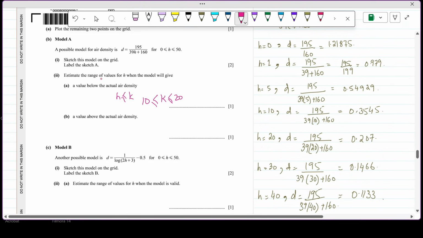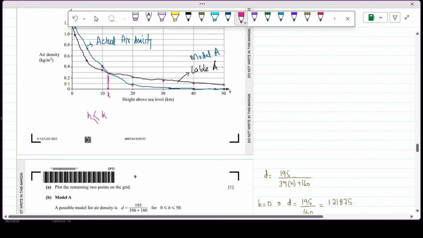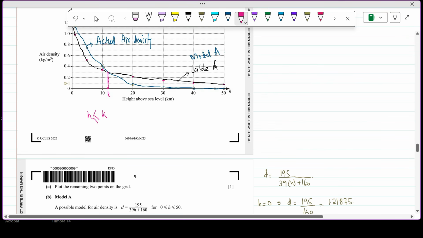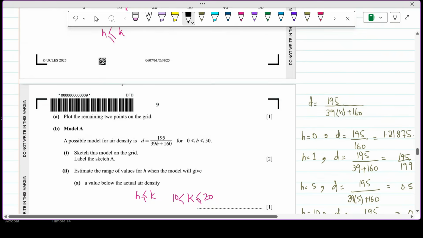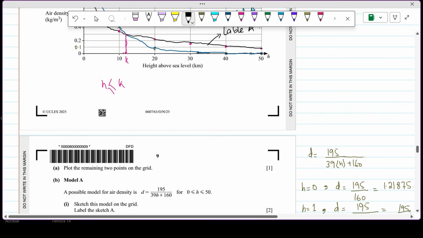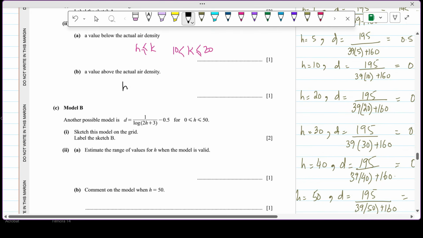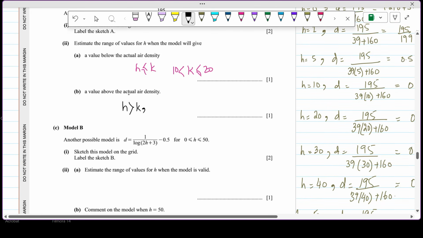Similarly, estimate the range of value of H when the model will give the value above the air density. You can see that from this point we have the larger value in the model A as compared to the actual air density. So we can say that when H is greater than K, we will have the model value greater than the actual air density, and K will be in between.